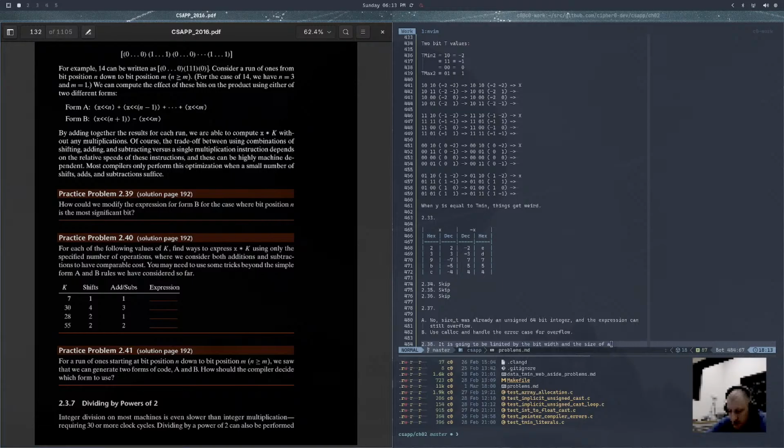I don't care. For a run of ones starting at bit position n down to bit position m, n greater than m, we saw that you can generate two forms of code, A and B. How should the compiler decide which one to use?